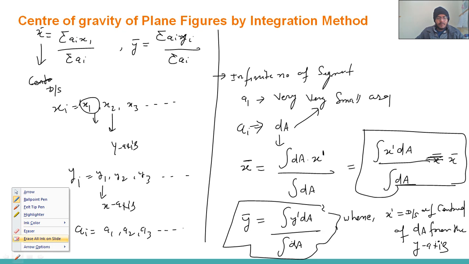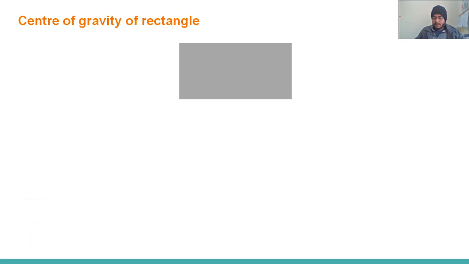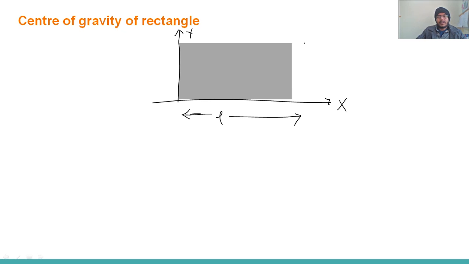Now by using the integration method, we will calculate the centroid of a rectangle. So I am assuming one axis. Suppose this is the y-axis and this is the x-axis. This is the length of the rectangular section, and this is the width B of the rectangular section.